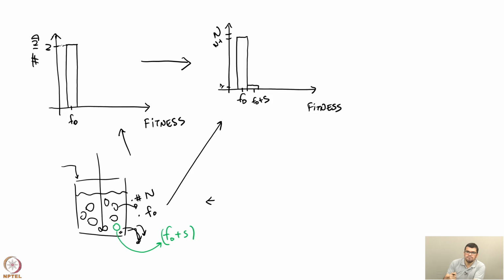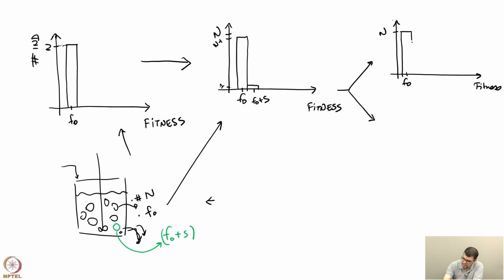So the fate of this mutation can be represented as two alternate ways. In one case, the mutation is lost from the system, in which case this graph just becomes the same as what we started with. The mutation was lost and now I am back to a state where there are n individuals at fitness F naught. So this is the scenario where the mutation is lost from the system because of drift.